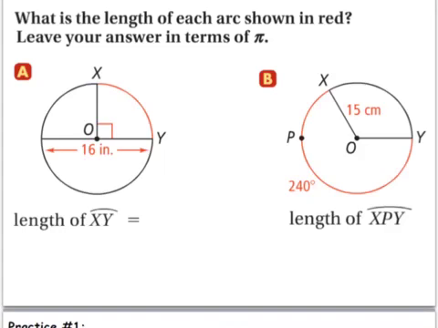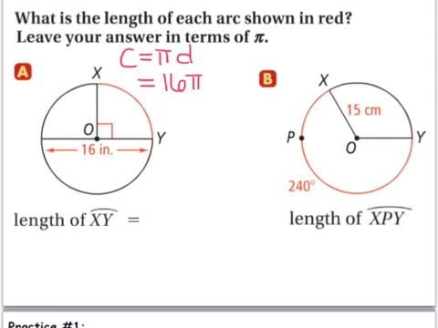Alright, let's use that idea to find the length of each arc shown in red. For this problem, we want to leave our answers in terms of pi. So for the first circle, we're going to need to first figure out the circumference of the circle. Since they gave us the diameter, let's go ahead and use the formula circumference is equal to pi times diameter. Since the diameter is 16, the circumference must be 16 pi, leaving it in terms of pi.